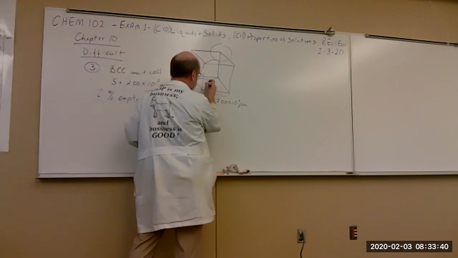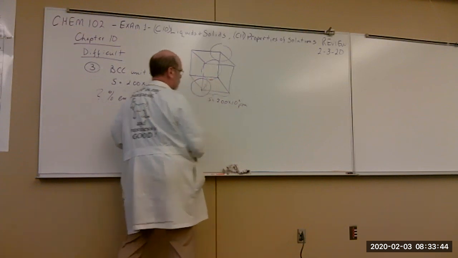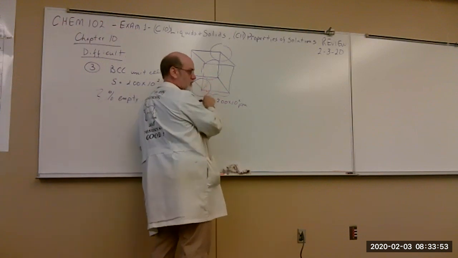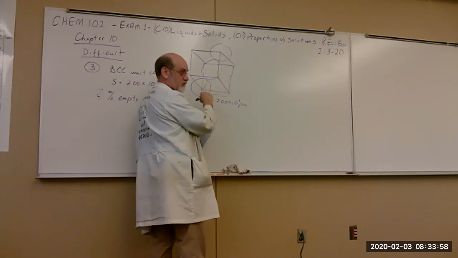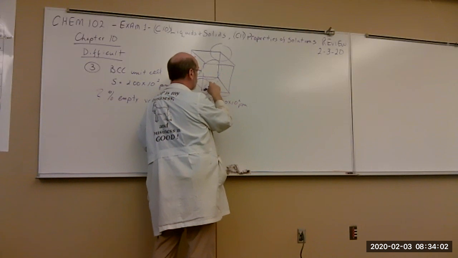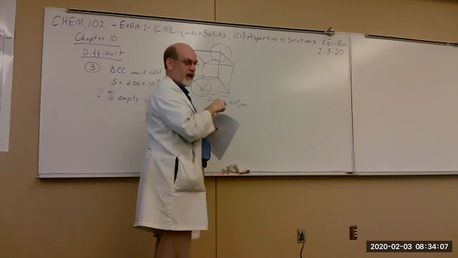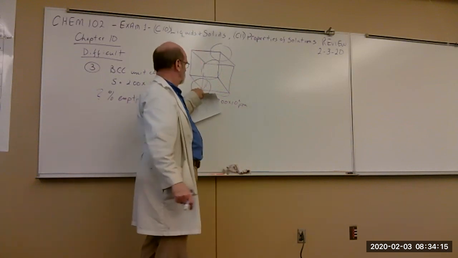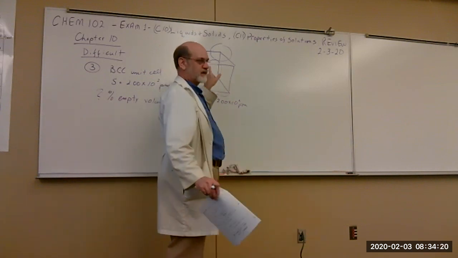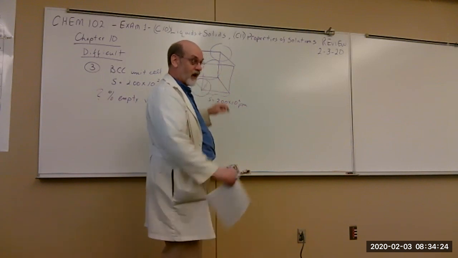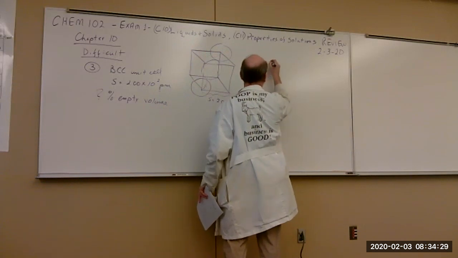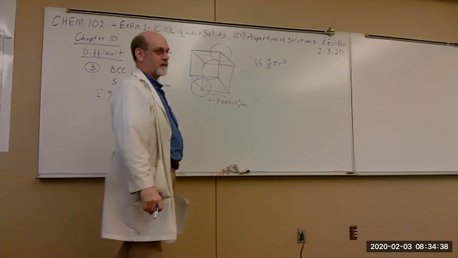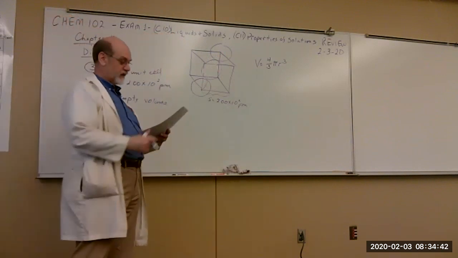What we need is this distance right here, the radius of the atom, because we're not told what it is. We're just told the size of the cell. If we know the radius of the atom, then we can use the two atoms per cell and calculate the volume occupied by the atoms. So what's the radius? What does this circle represent? What geometric shape? A sphere. So what's the volume of a sphere? 4/3 pi r cubed. Isn't that the volume of a sphere? I think it is.